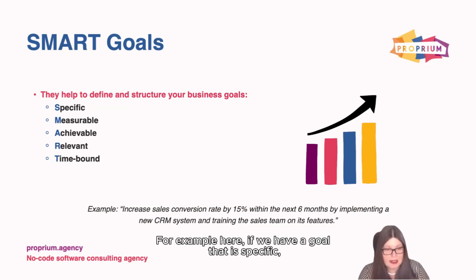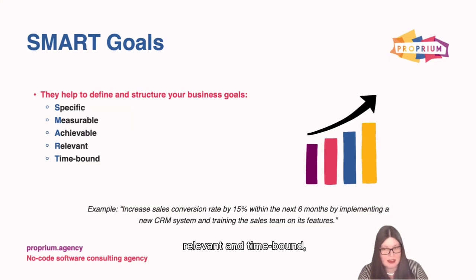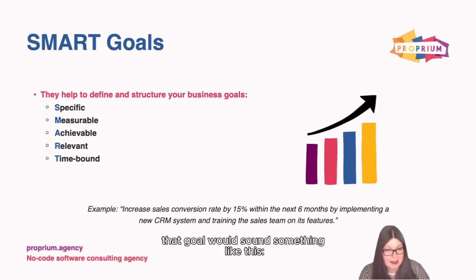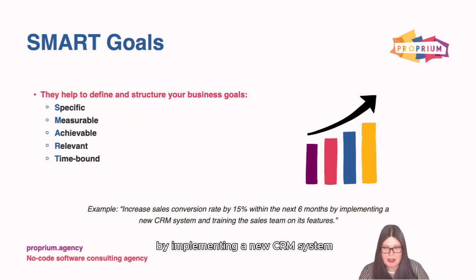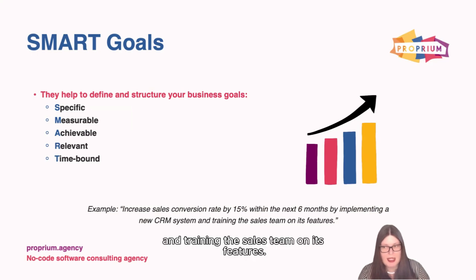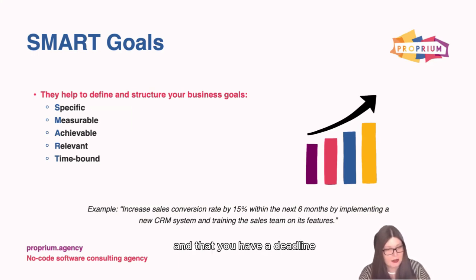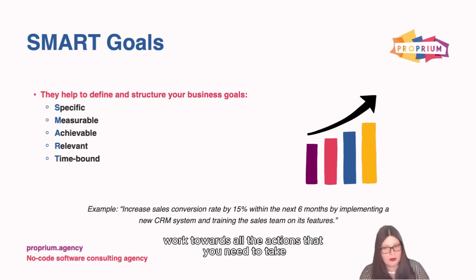So for our example here, if we have a goal that's specific, measurable, achievable, relevant, and time-bound, that goal would sound something like this. I want to increase sales conversion rate by 15% within the next 6 months by implementing a new CRM system and training the sales team on its features. So this one sentence develops a whole internal project that you can start working on and that has a deadline, and now it's much easier to work towards all the actions that you need to take in order to achieve this.